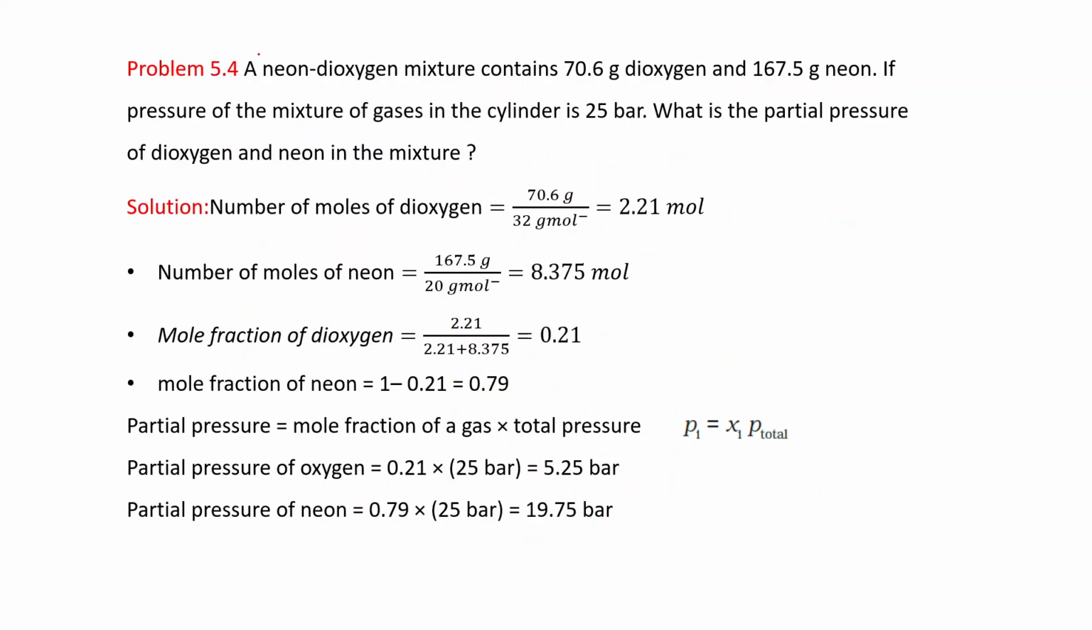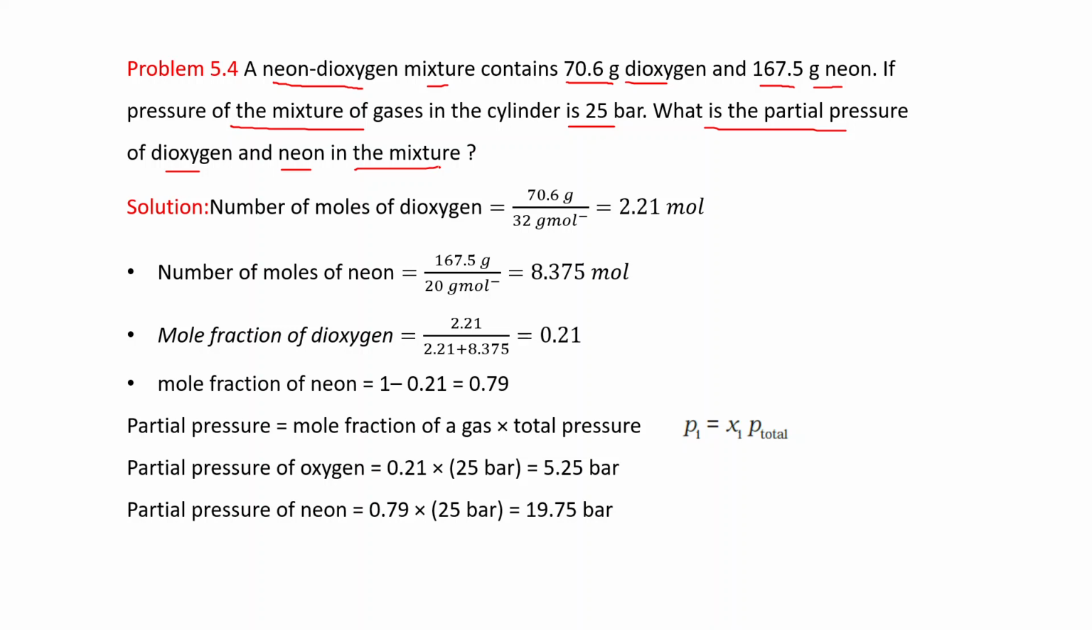Let us see one question. A neon dioxygen mixture contains 70.6 gram dioxygen and 167.5 gram neon. If the pressure of the mixture of gases in the cylinder is 25 bar, what is the partial pressure of dioxygen and neon in the mixture?